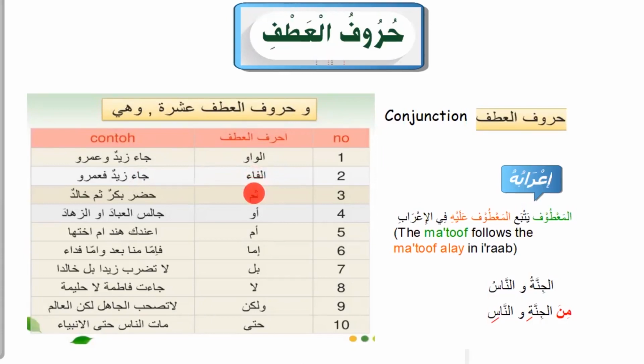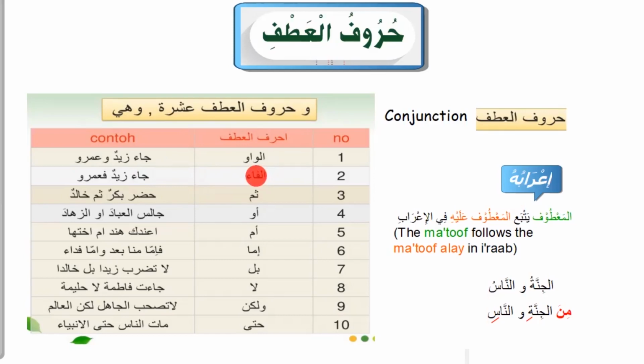But this summa, it comes to mean there is a time. So for example, if I use the same sentence, Ja'a Zaidun summa Umar, meaning Zaid came, then after some time, not immediately, after some time, Umar came. Okay, so that's the difference between them. The difference is the time factor. Even in the Quran, you see it.